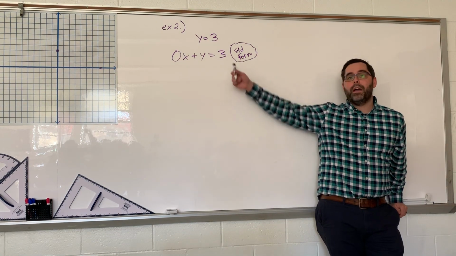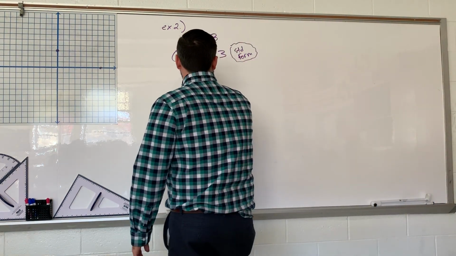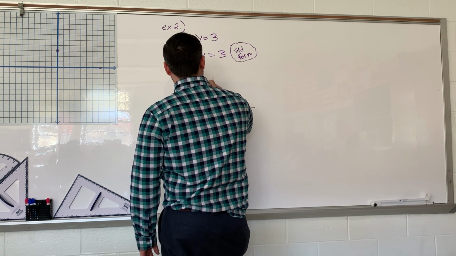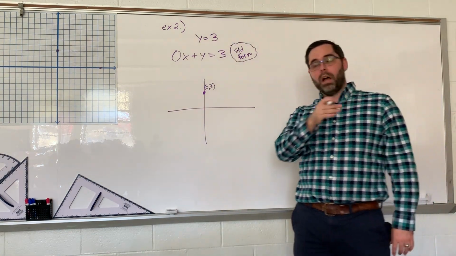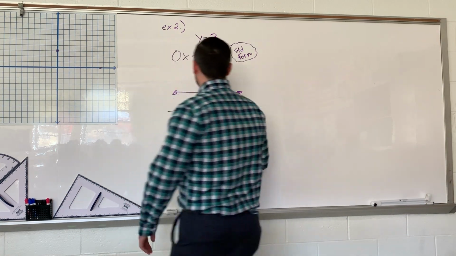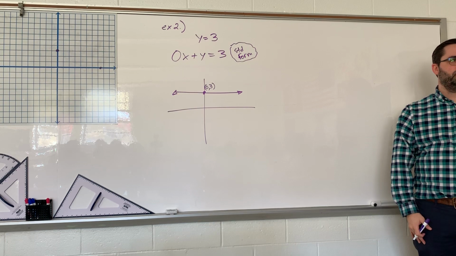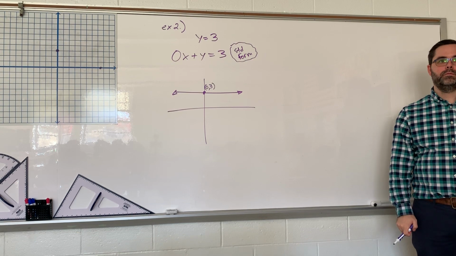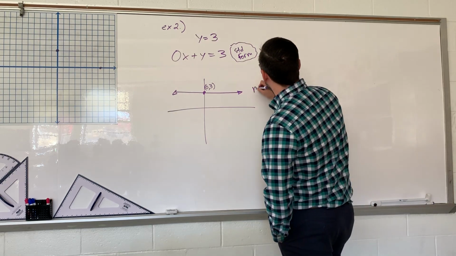So if we have a y-intercept of 3 and no x-intercept, what does my graph look like? A straight line, a horizontal line going through this point. That's that graph. So if it's 0, then, wait, is this considered an undefined slope? No, this slope is 0.